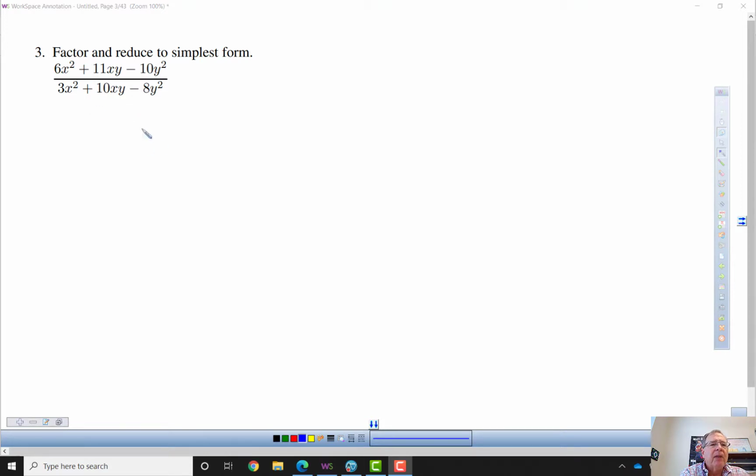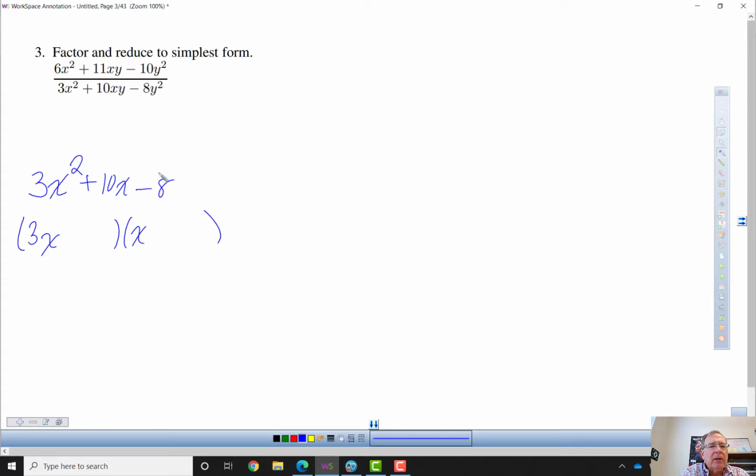Now, I'm going to start with the denominator because 3 is a prime number. And to make it simpler to factor, I'm going to leave out the y. So I'm going to write this as 3x squared plus 10x minus 8. And there's only one way to get 3x squared. That's going to be a 3x and an x.